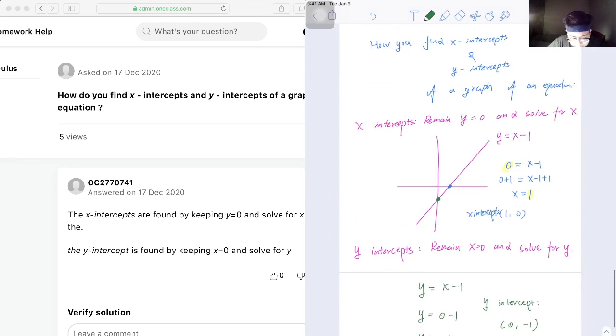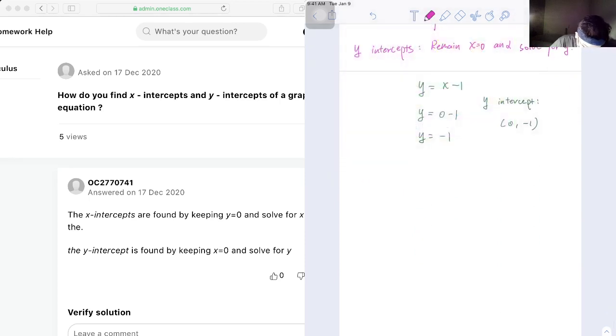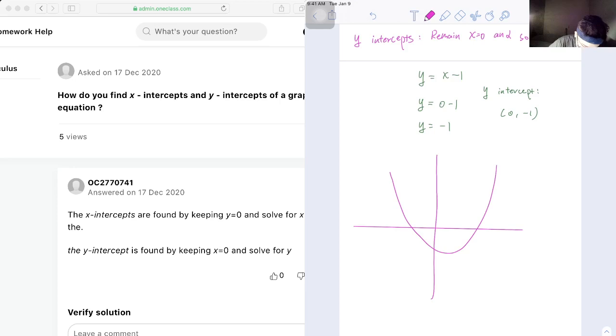So that's basically how we find the x-intercept and the y-intercept. Oh, and just one more thing. If you come across a parabola, which is something look like this, just keep in mind sometimes it will have more than one x-intercept. So in this case, here will be a x1 and here will be a x2. So just keep in mind there are probably more than one x-intercept in some graphs.